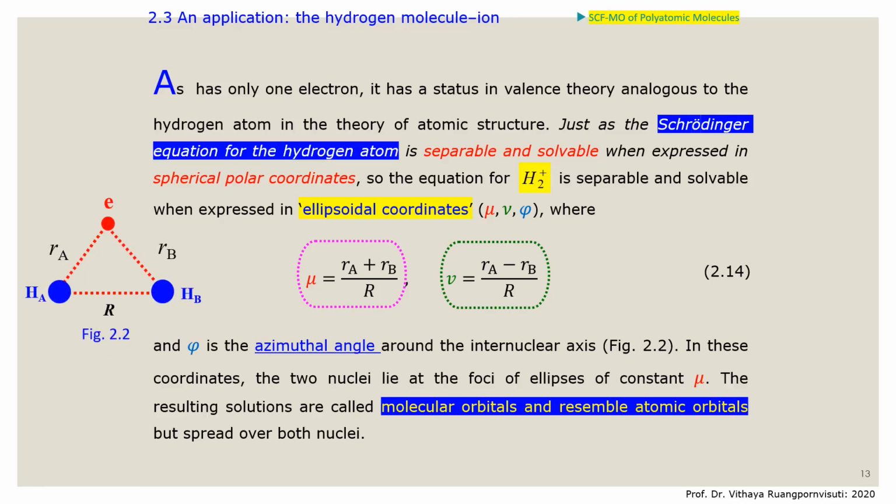As referred to in figure 2.2, Ra and Rb are the distances between the electron and the nucleus of hydrogen A and hydrogen B respectively. Capital R is the internuclear distance between the two nuclei. Phi we call the azimuthal angle.